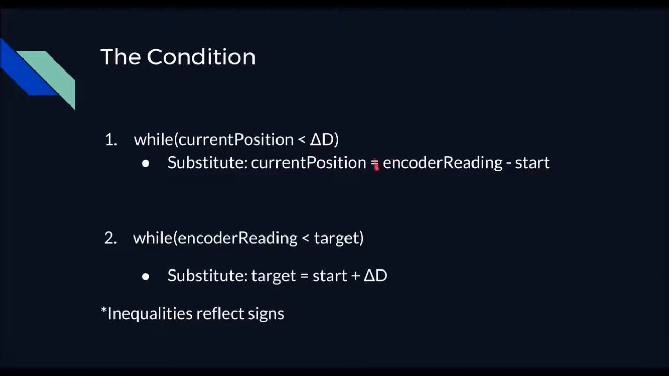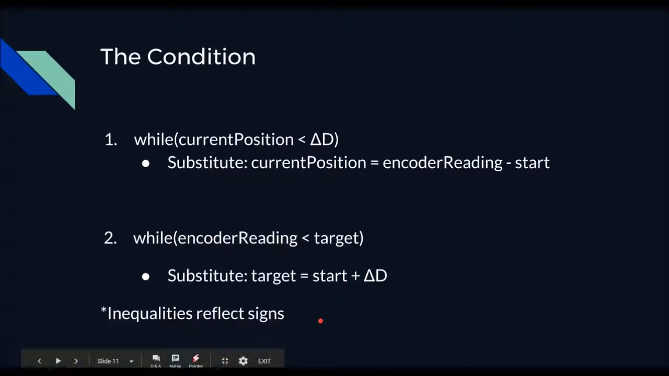This is really going to be this because this is what we know. We're going to know our starting position because we're going to get that at first, and then we're going to know our current encoder reading, and that's what this is going to equal. There's a second one right here. This runs while the raw encoder reading is less than the target, but then you have to figure out that target point, and that's going to be your start plus the distance that you want to travel past it.